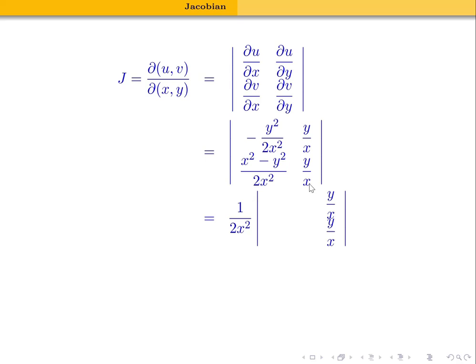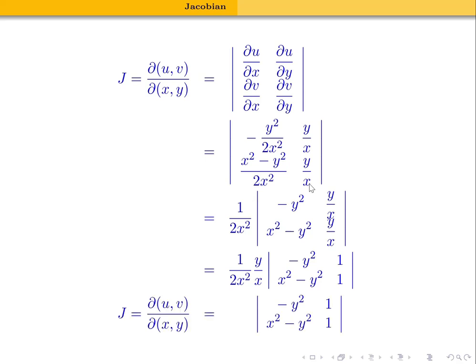Since it is a determinant, we will commonly bring out the similar element independently in the column or row itself. Therefore, in the first column I commonly bring out the 1 by 2x square outside, and you will get this case. Now keep that first column as it is. Now I bring the y by x outside, and we will get 1, 1. So this is the case now.